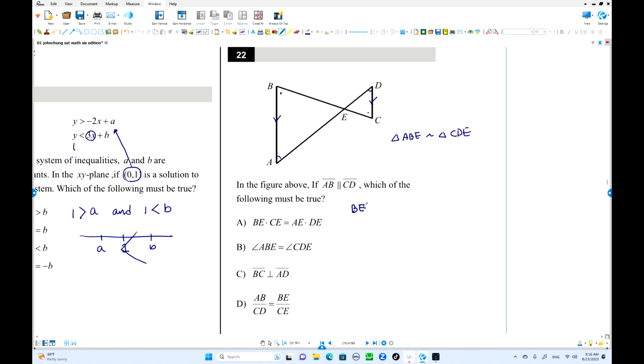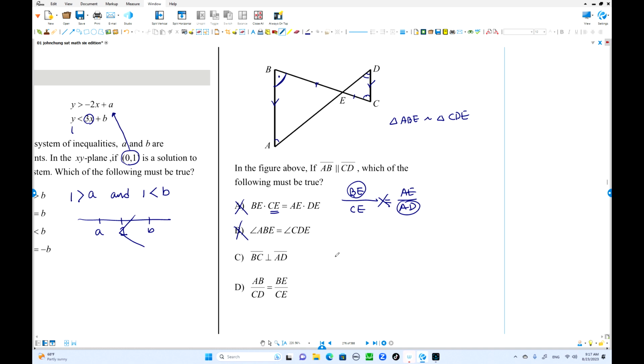BC, BE over this side is the corresponding side, okay? So I'm going to use CE equals AE over AD. But when you cross multiply, BE times AD equals CE, that is not working. Angle ABE, angle CDE, are these two angles equal? No, these two angles are alternate interior angles, okay, they are equal, but they are not corresponding angles. BC perpendicular to AC, no, it's not guaranteed, not always true.